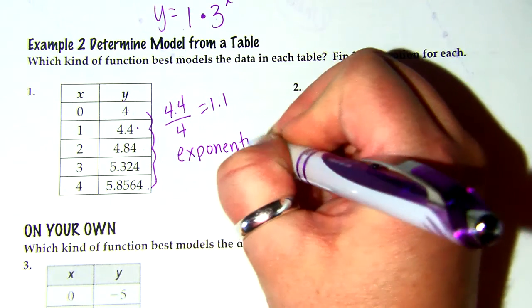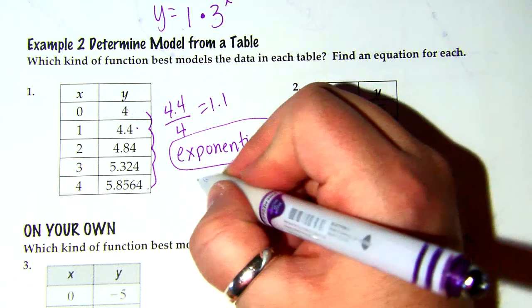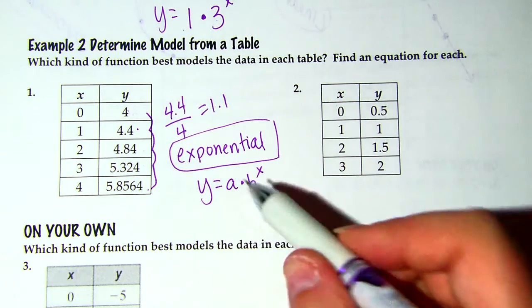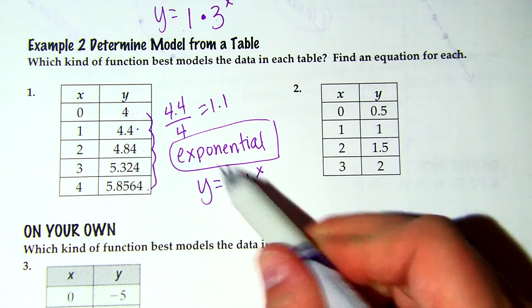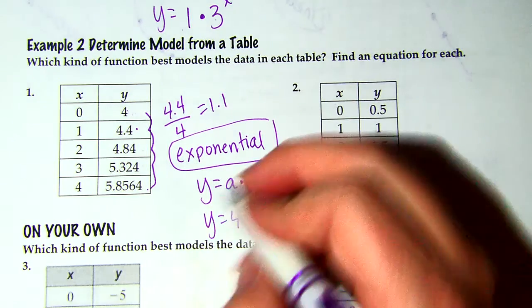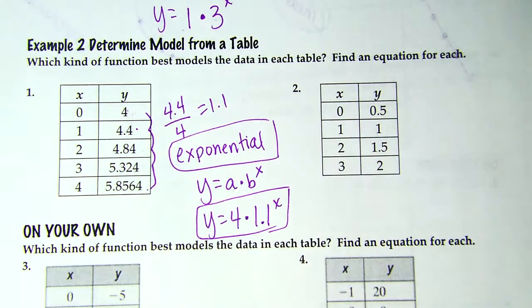So there's one answer. And then we have to write an equation. So we're plugging into this. And again, the a is our starting number, so it's 4. Y equals 4 times the pattern, which is 1.1, to the x power. So make sure you get both of those answers.